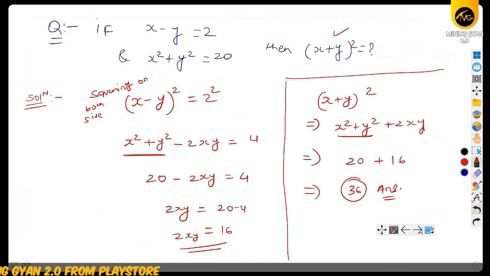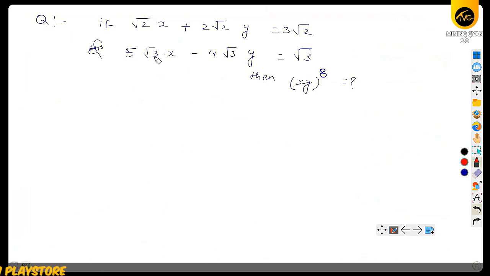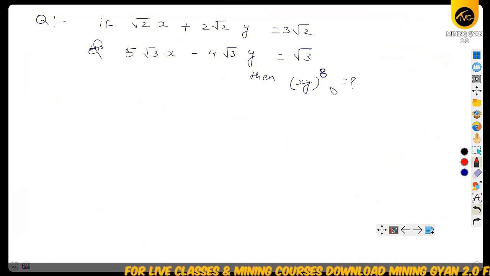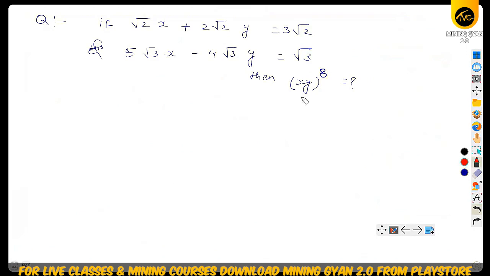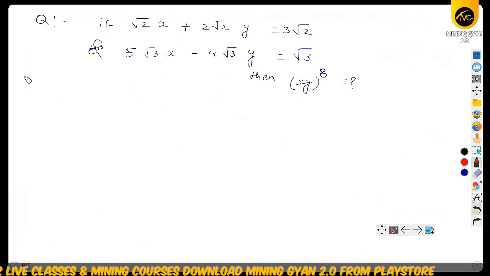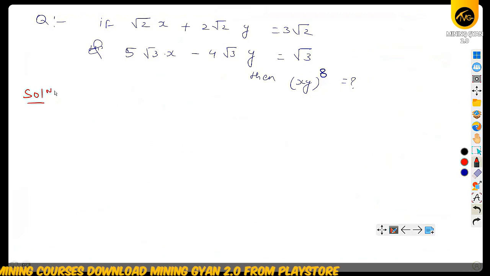Now the second example is: if root 2 x plus 2 root 2 y is equal to 3 root 2, and 5 root 3 x minus 4 root 3 y is equal to root 3, then we have to find out the value of x into y whole power 8. What is the value of x into y whole power 8? Now in this case we have root values in both the expressions.